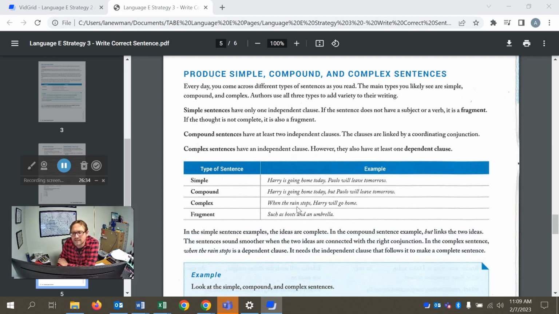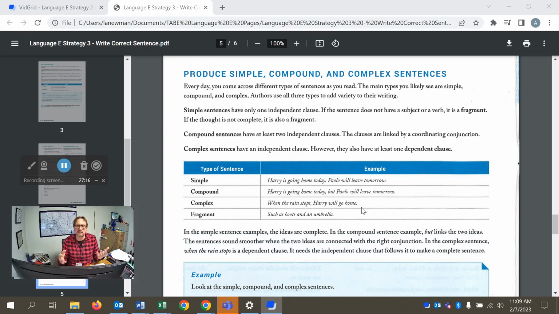Rain is our subject. Stops is our verb. But we have this when that turns it, or the adverb when, that makes this clause into something that cannot stand alone anymore. When the rain stops is an incomplete sentence. Harry will go home, however, is not an incomplete sentence. It's an independent clause. It's a simple sentence. It qualifies as all those things. Harry will go home. How did we make this dependent or subordinate clause a sentence? Well, we had to pair it with a clause that is independent.